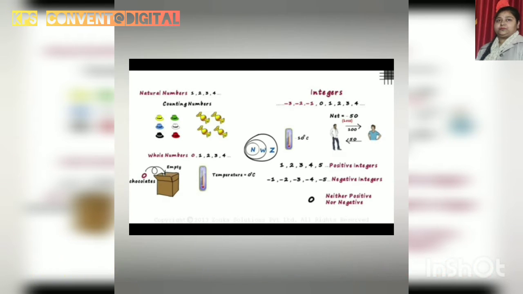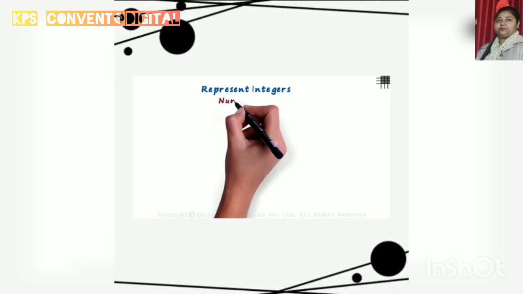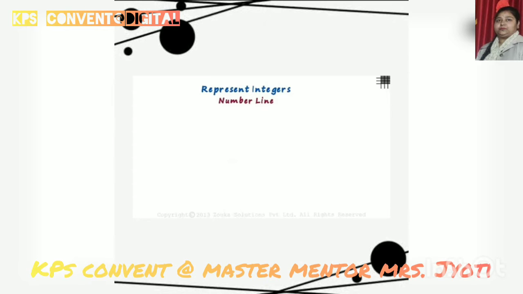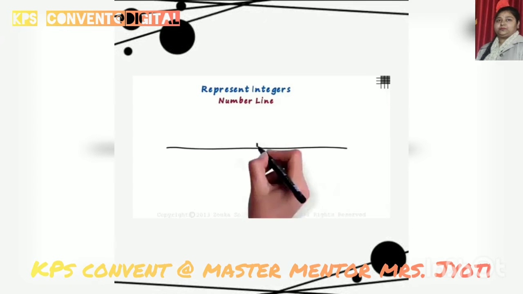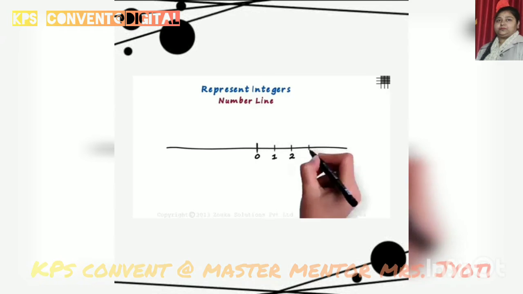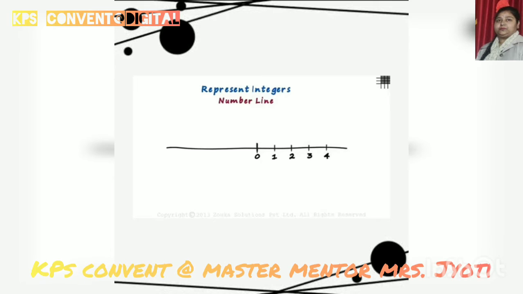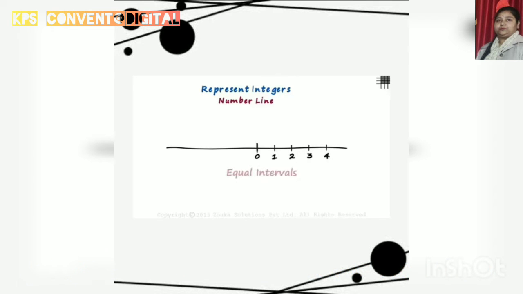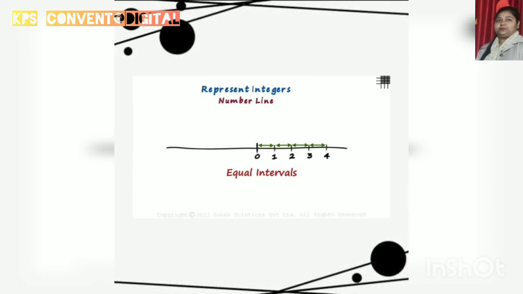Now let's talk about the number line. What is a number line? It's simple. It's just a line like this. We mark the number 0 in the center. Towards the right, we mark all the positive integers like 1, 2, 3, 4 and so on. But wait, they are not marked randomly. They are marked at equal intervals. The distance between any two consecutive integers on a number line is always equal.